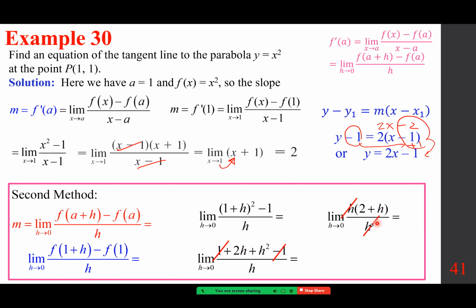And if you plug it in, you get 2. What I want you to notice is that, as expected, it is the same as what we did here. Which one is easier really depends on the function. Sometimes this one is easier, sometimes this one is easier. You have to be comfortable with both to be on the safe side.